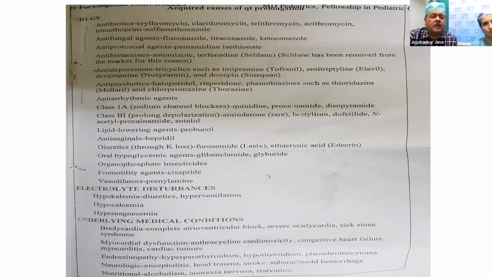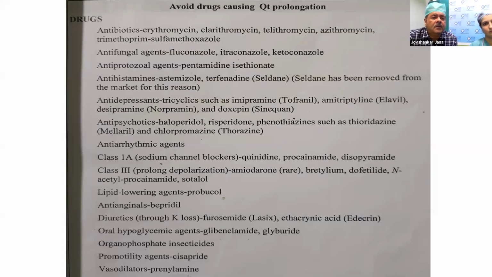This is a very crowded slide, so I'll take you to the next slide. These are the various drugs which should be avoided, which can cause prolongation of the QT interval. You can see the antibiotics, antifungals, antiprotozoals, antihistaminics, antiarrhythmics, even organophosphorus poisoning, vasodilators. These are the drugs to be avoided, which cause prolonged QT interval.